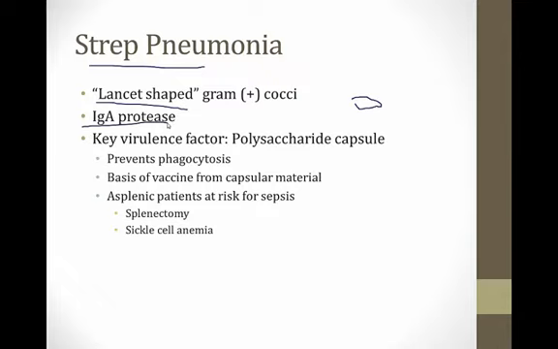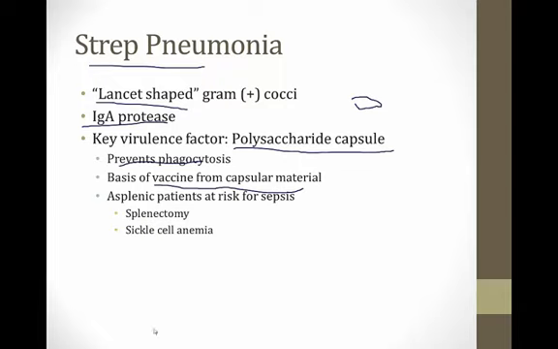And then a very important and high-yield virulence factor to know about is the presence of a polysaccharide capsule. Remember that some bacteria contain a capsule to help them survive inside the body. This capsule prevents phagocytosis, and it's the basis of the vaccine. The vaccine is from the capsular material, so elderly patients often get the pneumonia vaccine, and they are getting portions of the capsule so that they will develop antibodies to them.